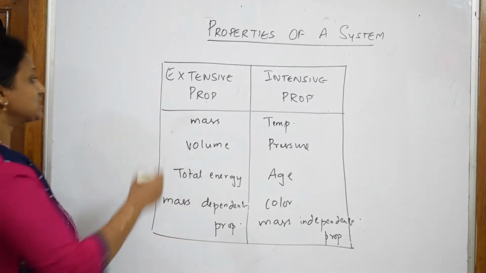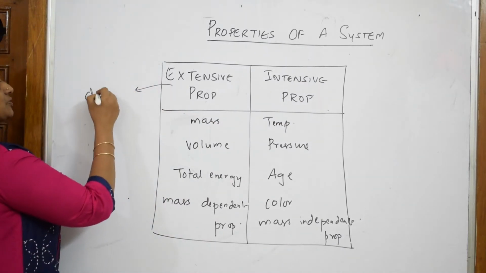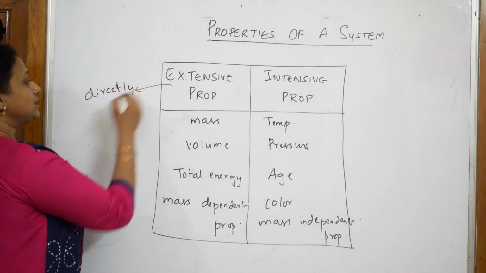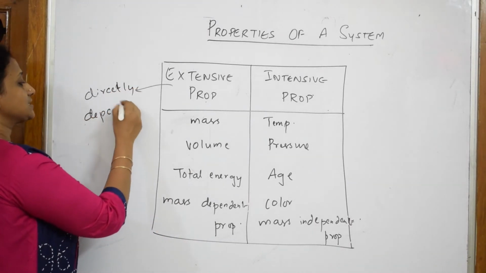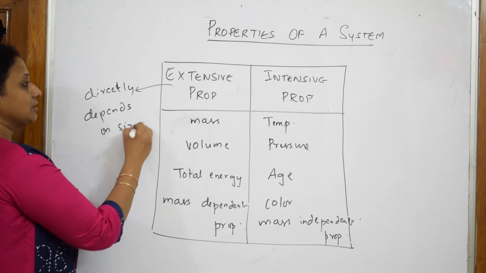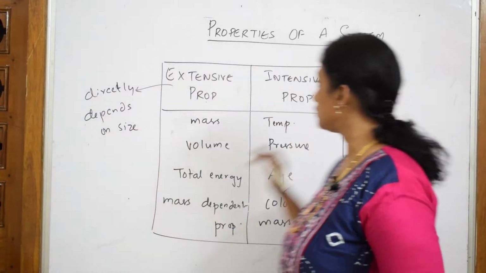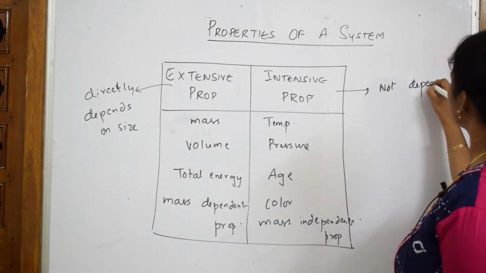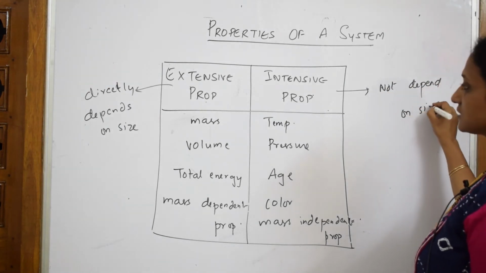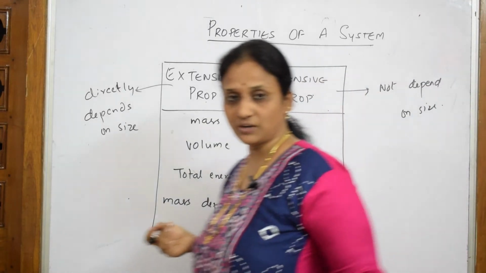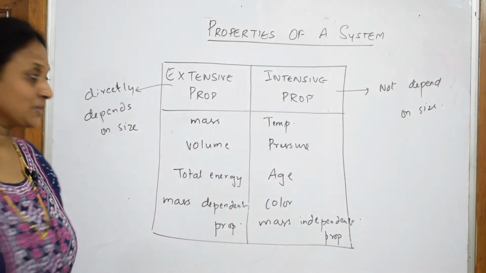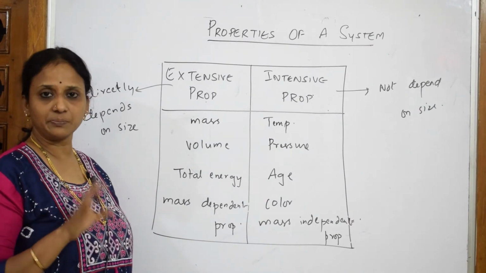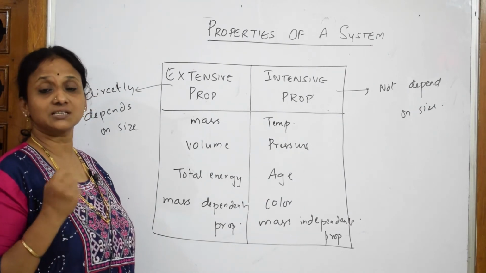Extensive property directly depends upon the size, to what extent the reaction is happening. So it directly depends on size. Intensive properties are those which do not depend on size. They are independent of the size. As I said, you have the test tube, you have the salt in that. So mass is an extensive property. Whichever is mass dependent, that factor is your extensive property.